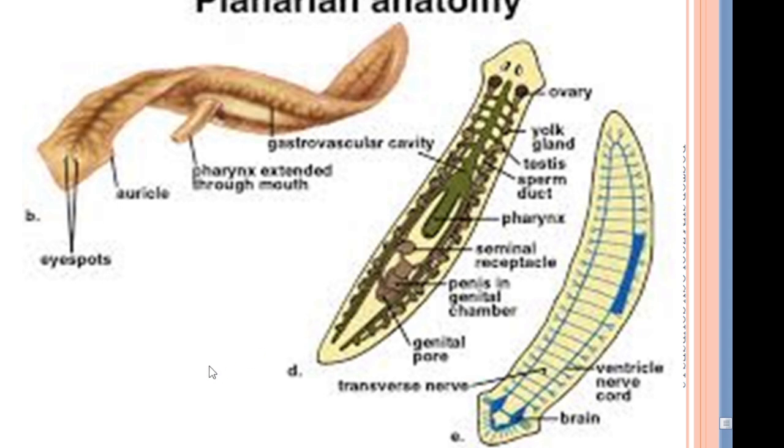Okay, so by discovering these systems, it proved that planaria is tridermic because it contains several systems, and as you can see it is a very simple animal.